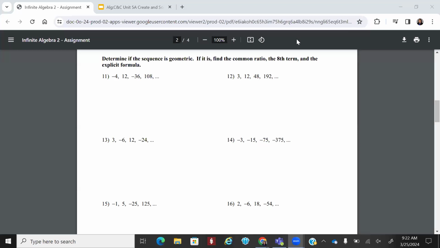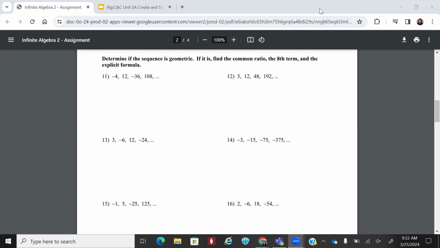So you're determining if it's geometric. And then you're going to tell me what the ratio is, what the 8th term is, and find the explicit formula. And you're going to do that for 11, 12, 13, 14, 15, 16. Okay. I'm going to call a couple of y'all up. We're just going to have a conversation. When you come up, you're just going to bring your paper with you and a pencil. Go ahead and get started on that. We're going to take about 10 minutes to get these done.